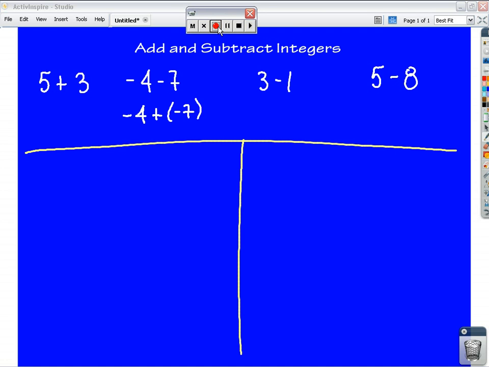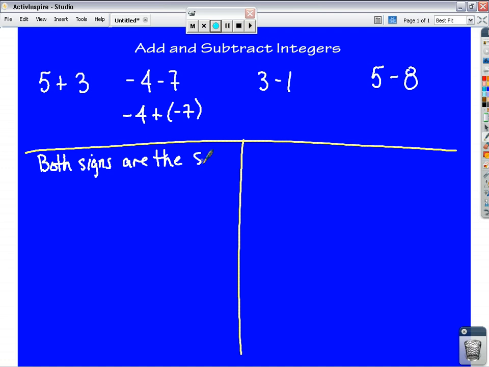We have two possibilities for our signs. They can either both be the same, or you could have both signs being opposite. And you can see that in these first two examples, both the signs are the same. It's a plus 5 and a plus 3, a negative 4 and a negative 7.